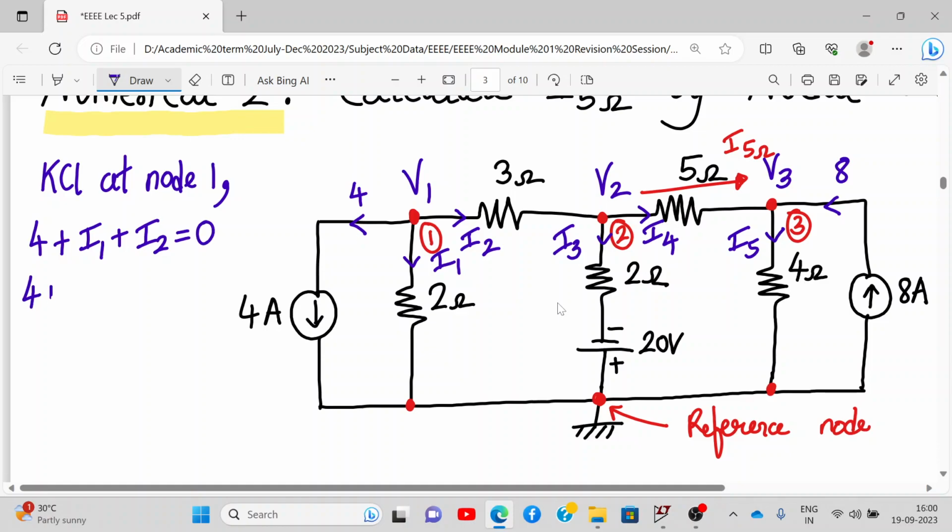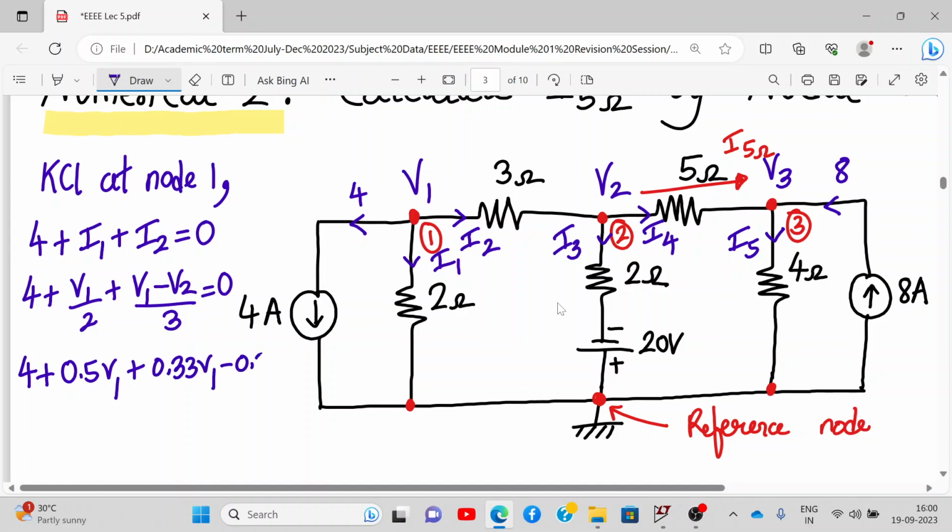So we write over here 4 plus, what is I1? I1 will be V1 upon 2, V1 minus 0 upon 2. So it will be V1 upon 2 plus, what is I2? V1 minus V2 upon 3, and that is equal to 0. Now don't try to do LCM, just divide them as they are and write in fraction. So 4 plus V1 upon 2 will be 0.5 V1. 1 upon 3 is 0.33. So 0.33 V1 minus 0.33 V2 is equal to 0.